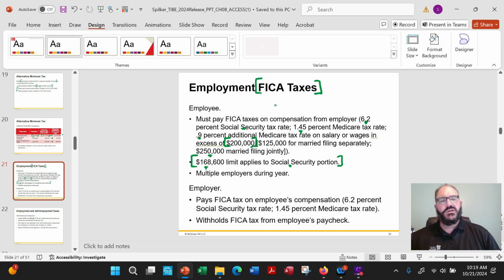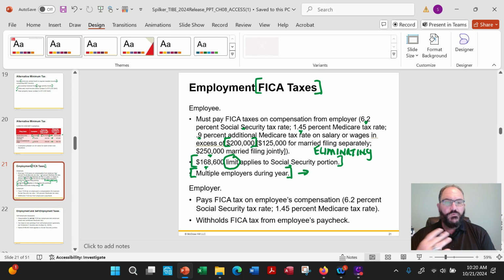By the way, there's some talk about eliminating this limit. Basically what happens is on your salary up to $168,000, you're charged that 6.2%. Above that, it just stops. So they're saying, if you're worried about saving Social Security, why don't you just let it keep going for people that have that issue. Also, it does create a bit of a problem when you have multiple employers.